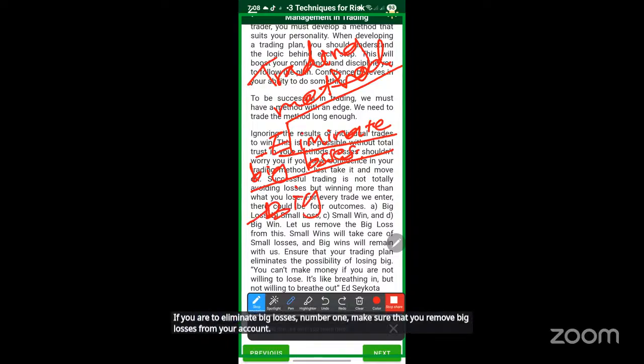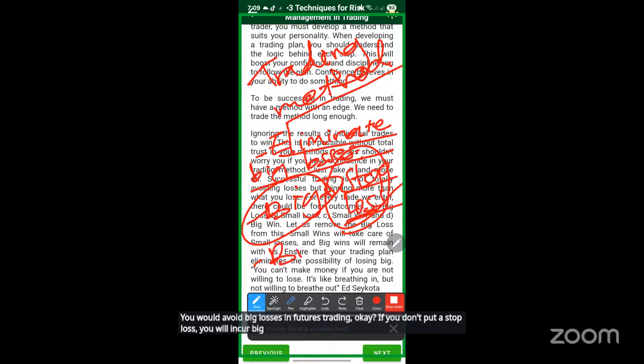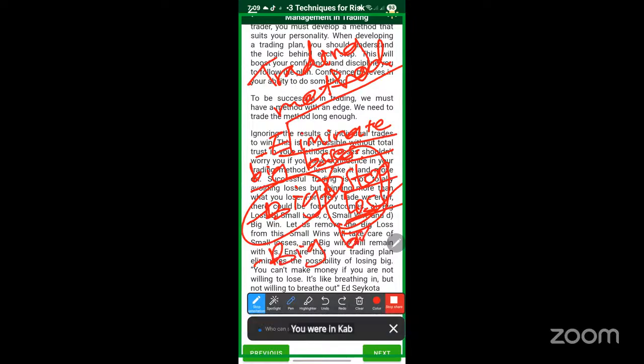Big losses will always be removed if you set a stop loss. We are in futures trading. If you set a stop loss, you will avoid the big losses in futures trading. Okay. If you don't put a stop loss, you will incur big losses.